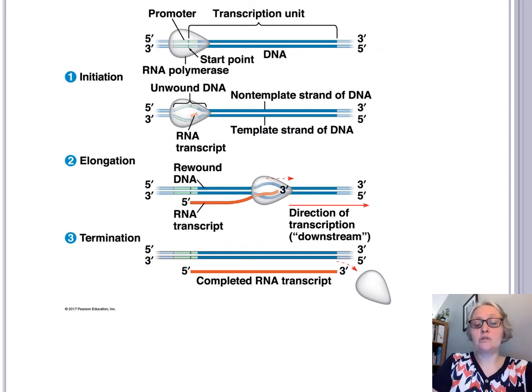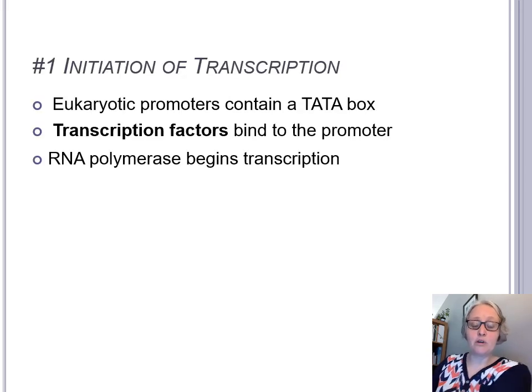In eukaryotes, eventually RNA polymerase just falls off. In prokaryotes, we have the terminator. Let's begin by talking about initiation of transcription. Eukaryotic promoters contain what's called a TATA box. We're not being very creative with our naming.